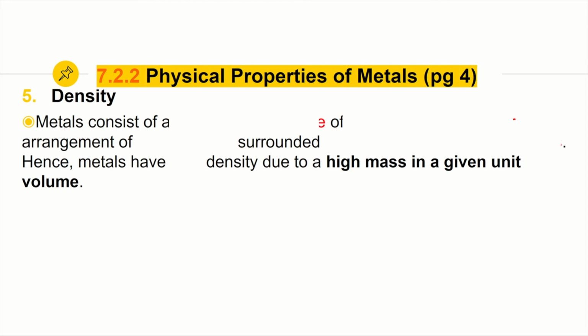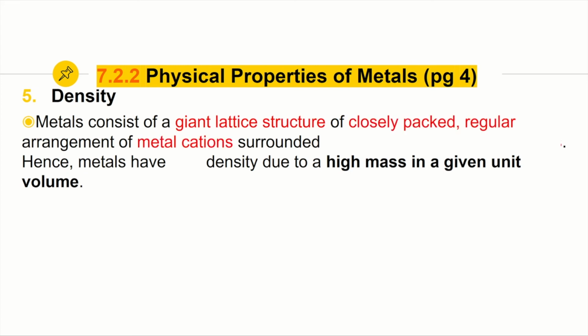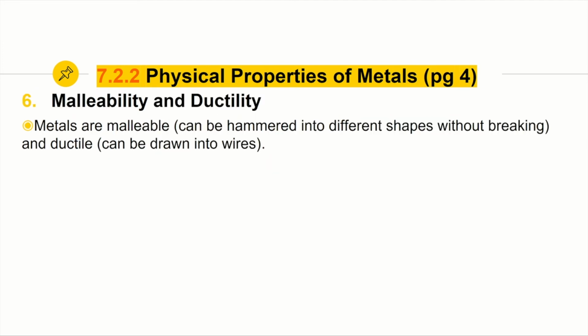So the positive ions are regularly packed in a lattice structure, and they are held closely and tightly because of the strong electrostatic forces of attraction between the cations and the sea of delocalized electrons. So they have very high density, and that is why they are heavy in a given volume. And the last part will be malleability and ductility.